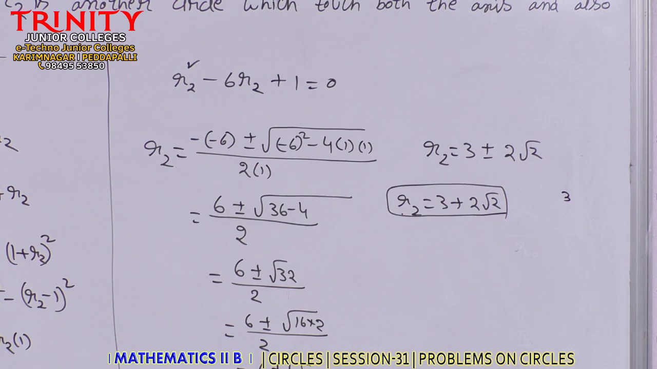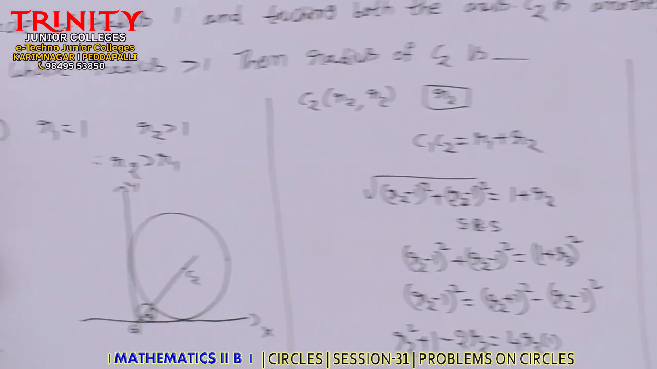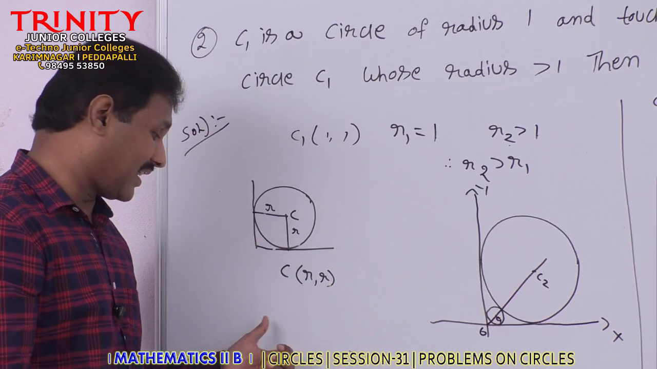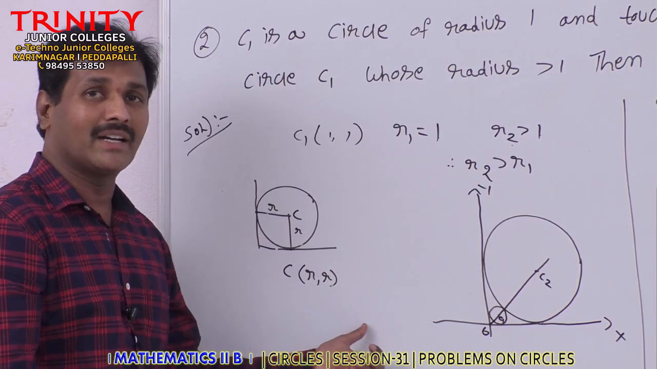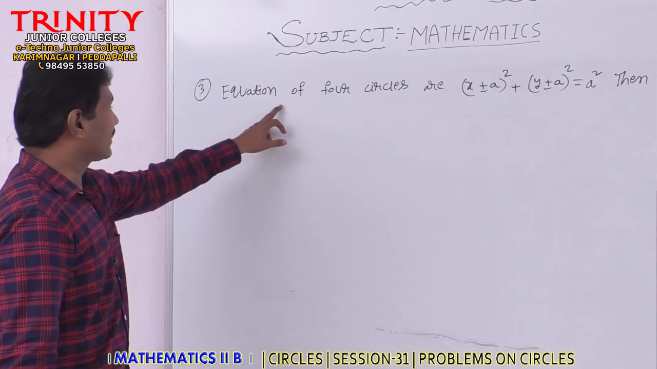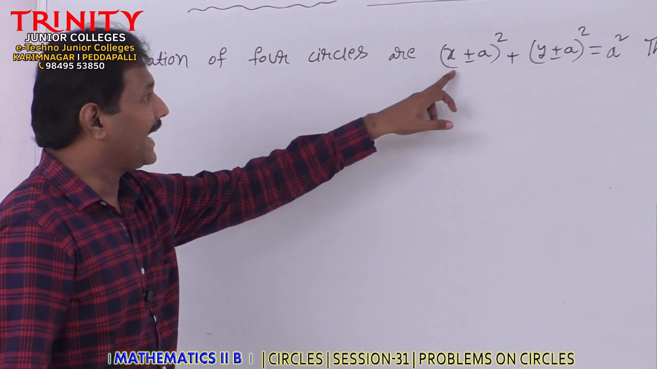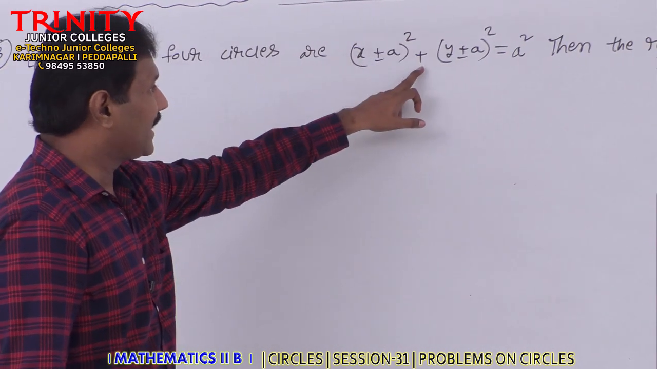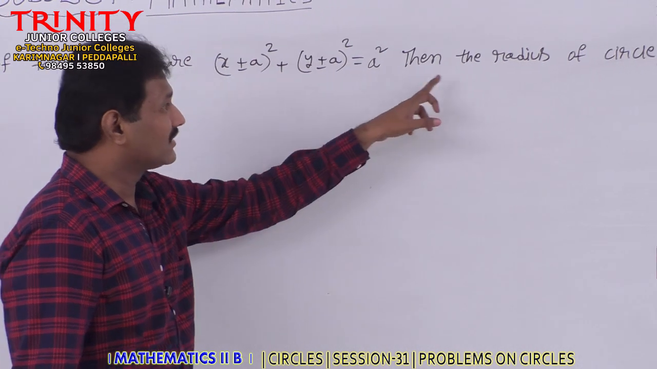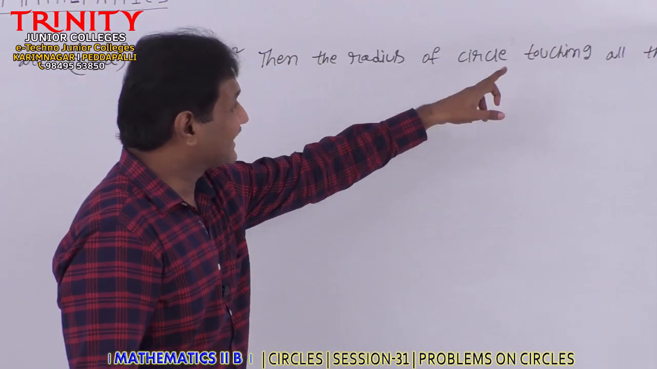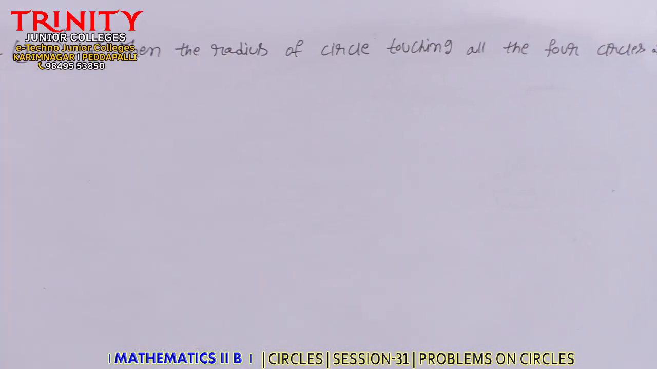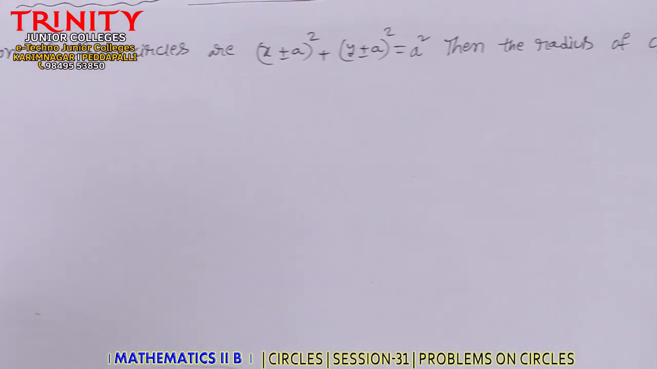In this case, we use the previous property: if any circle touches the coordinate axes, then the center is (r, r). The equation of the circle is (x minus r) whole squared plus (y minus r) whole squared equals r squared. The equations of the 4 circles are (x plus or minus a) whole squared plus (y plus or minus a) whole squared equals a squared. Then find the radius of the circle touching all the 4 circles.